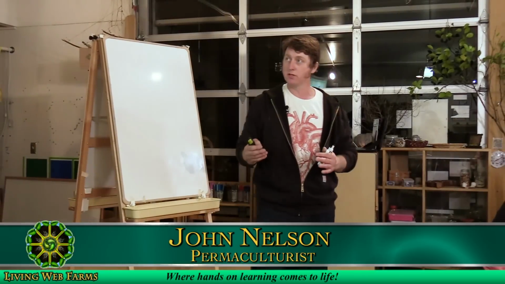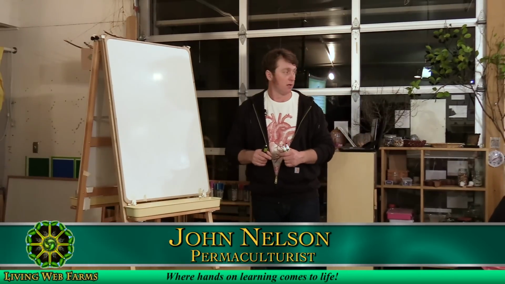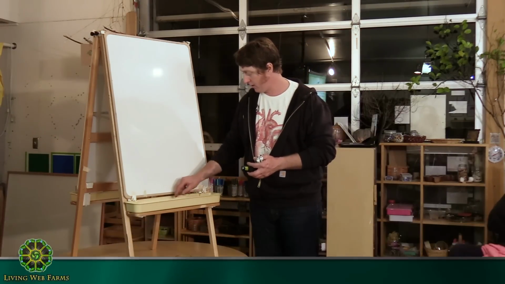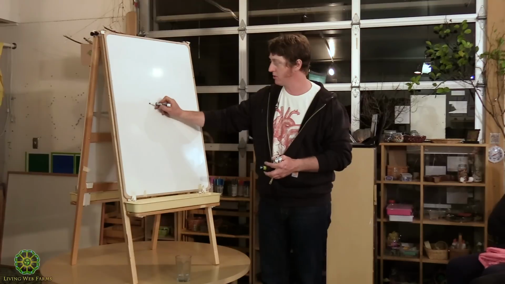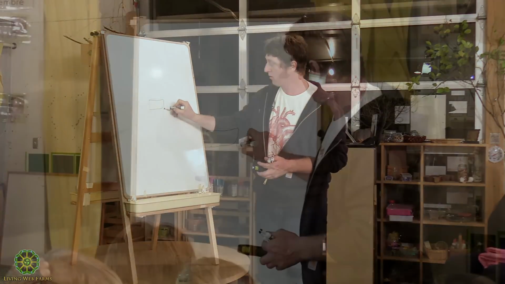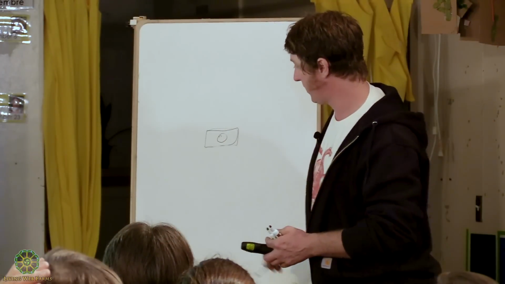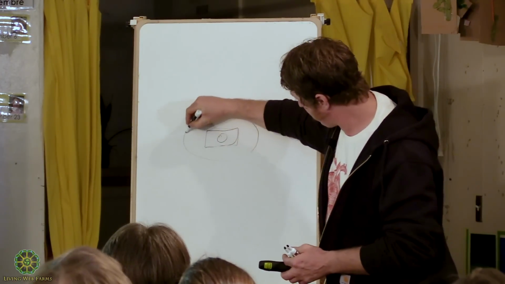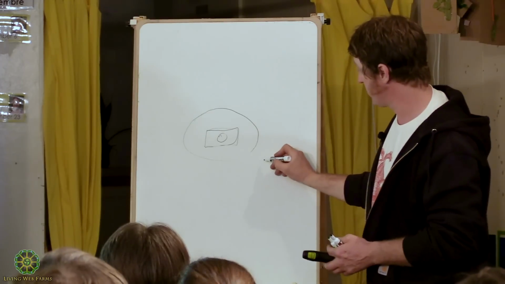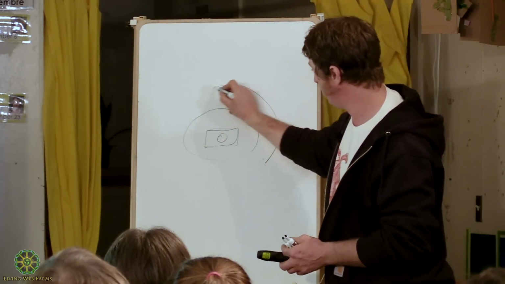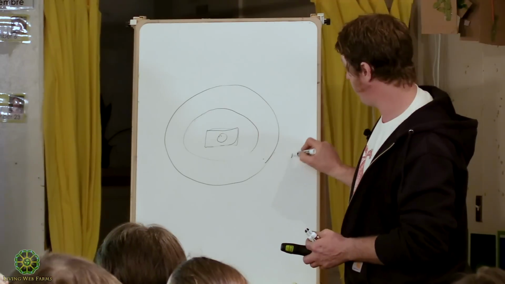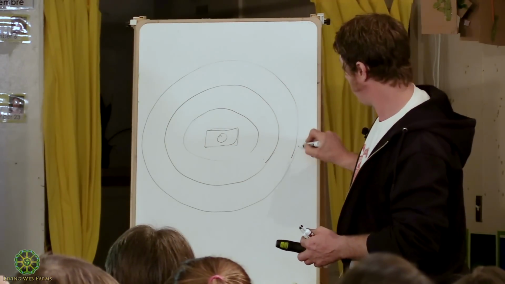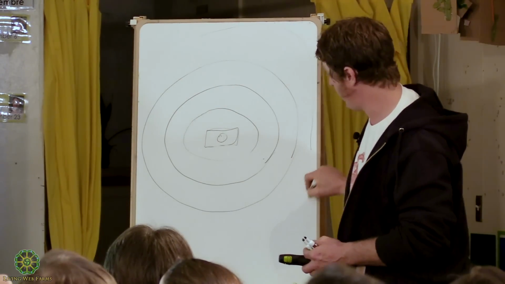We already discussed zones a little bit, but zones are just another way of thinking about your land and how to arrange things. So if you have your house, this is zone 0 looking down on it. Zone 1 is basically a concentric circle around that. Zone 2, around that. Zone 3, around that. Zone 4 and 5, around that.